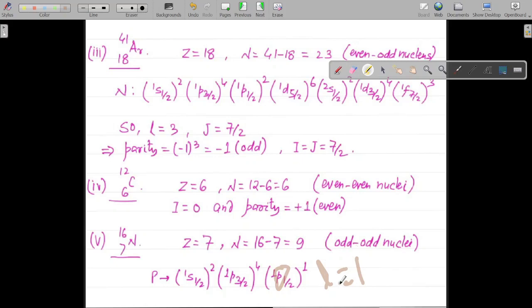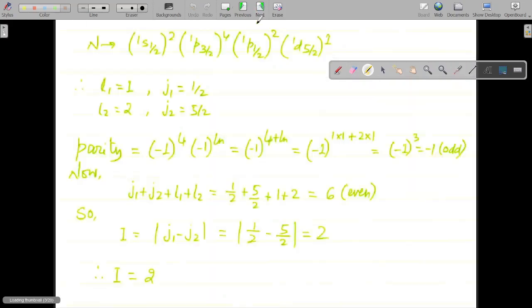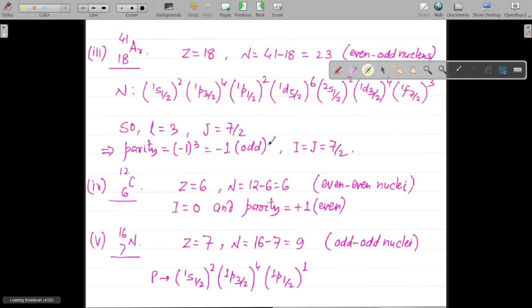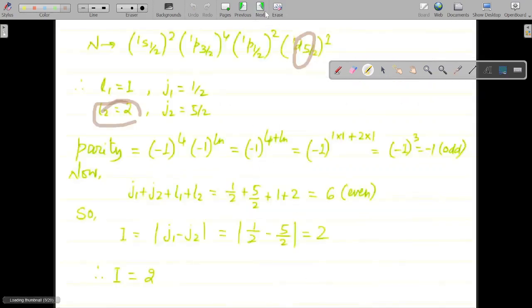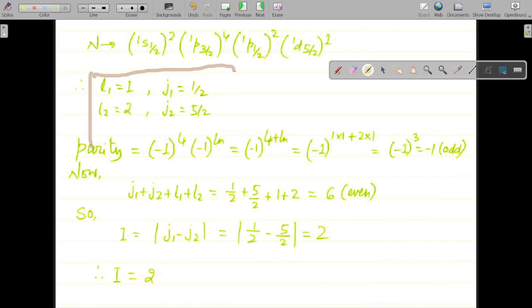So L1 will be equal to 1 clearly, and L2 will be equal to 2 over here. And the value of J will be 1 by 2 over here, and the value of J will be 5 by 2 over here clearly. So L1 equal to 1, J1 equal to 1 by 2, L2 equal to 2, J2 equal to 5 by 2. All these things happened clearly, you can see.